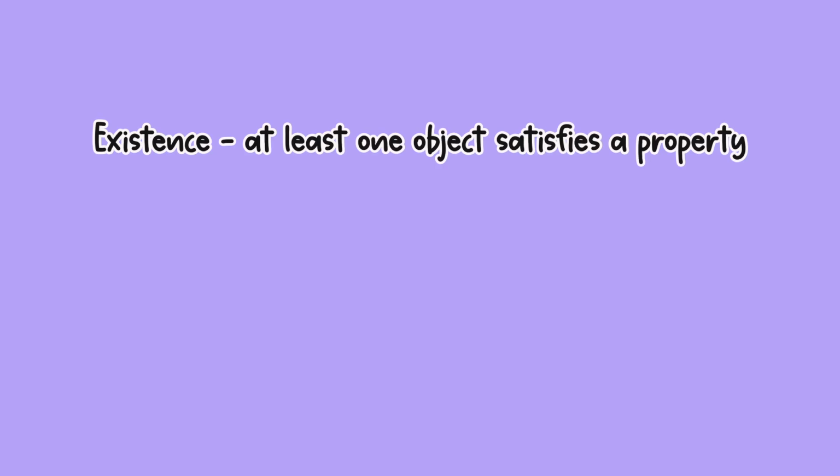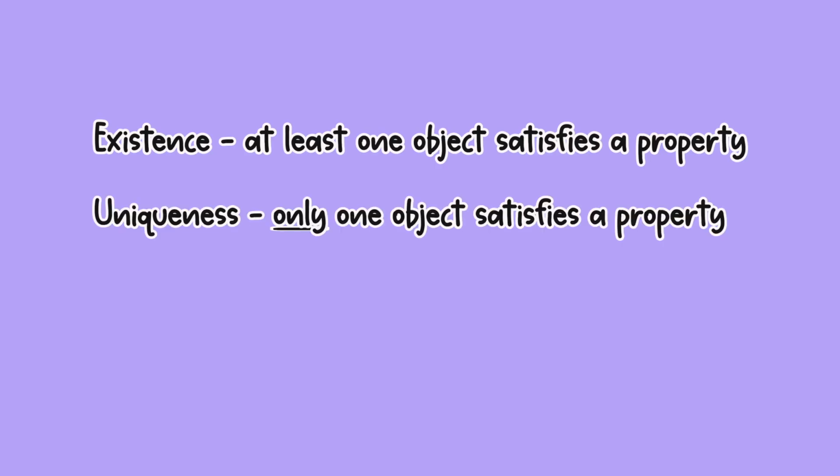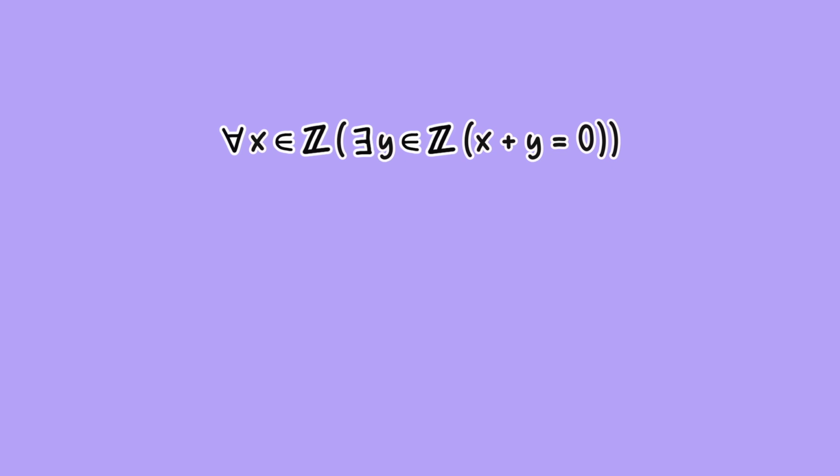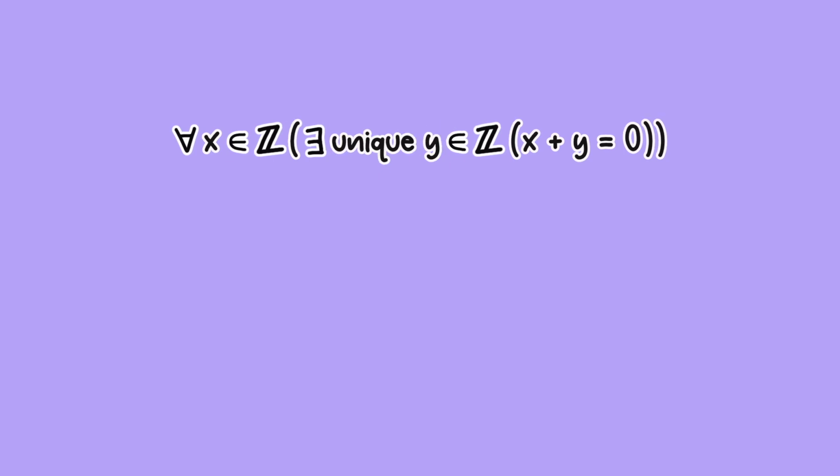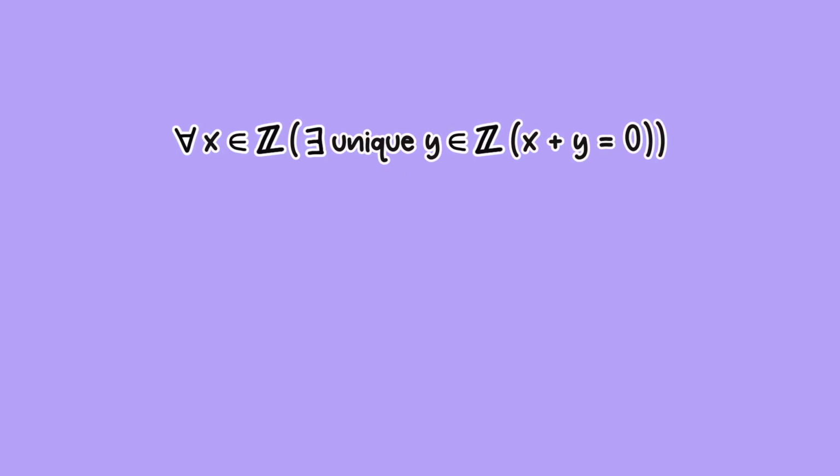Besides proving existence, we might also prove the uniqueness of an object. While we know that each integer has an additive inverse, which means that they add up to 0, we may also like to prove that this additive inverse is unique. For example, 2 only has -2 as its inverse, and -3 only has 3 as its inverse. So, our proof has two parts, existence and uniqueness.